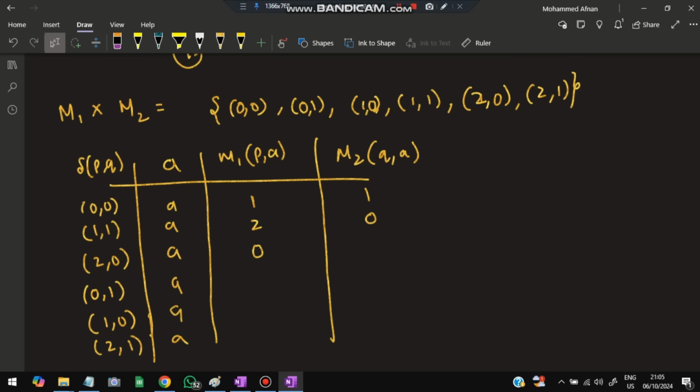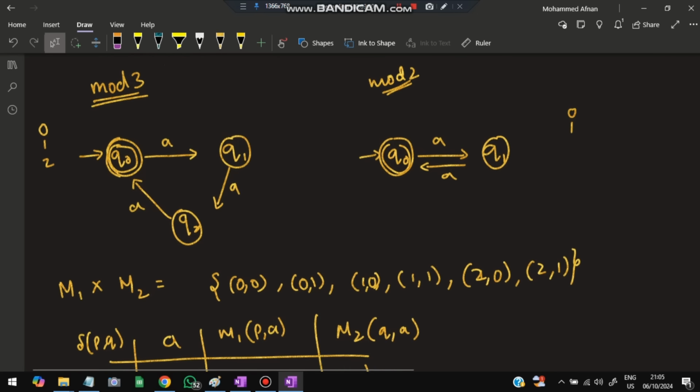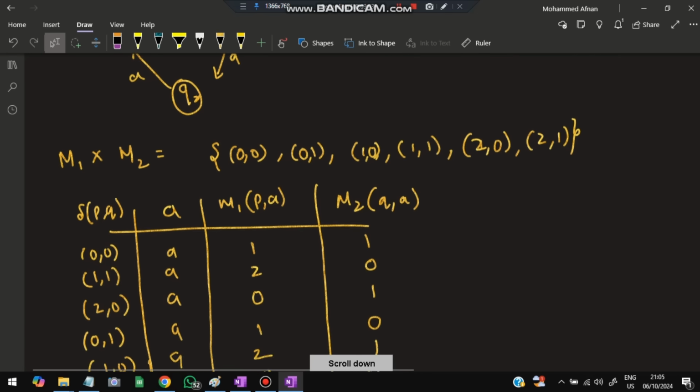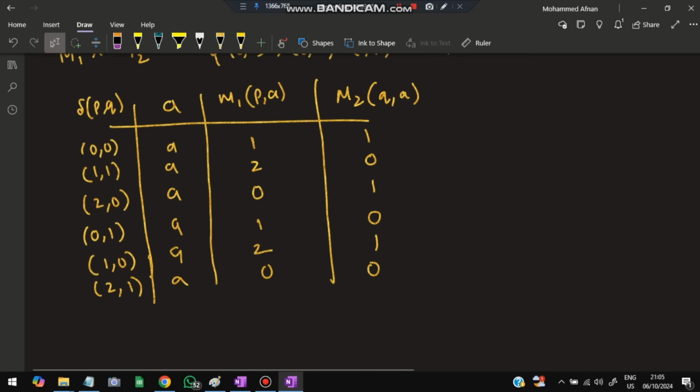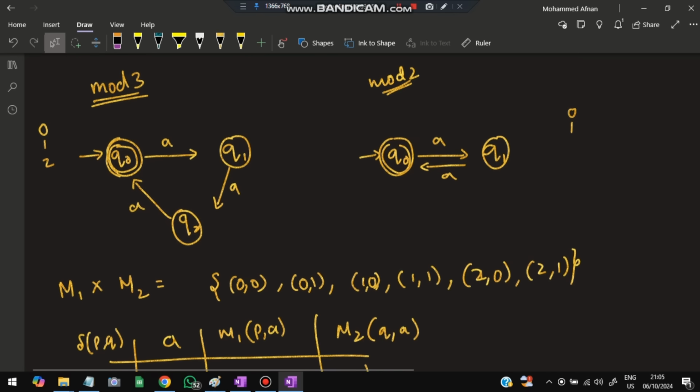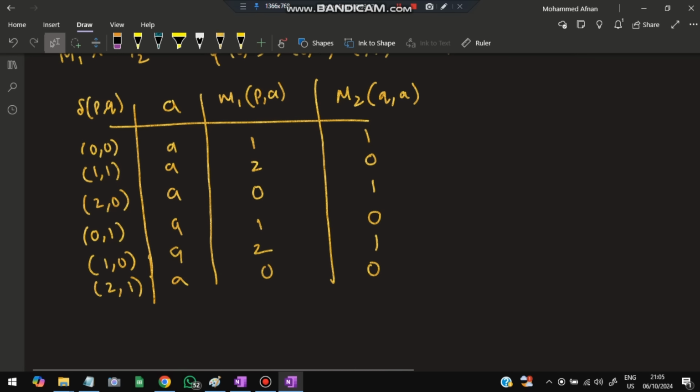It will be 0 and 1. It will be 1, 0. It will be 2, 1. And here it will be 0, 0. Okay, let's take a random one here. Let's take 1 upon A. 1 upon A in M1 is 2, right? And 0 upon A in M2 is 1. So here it is 1. Okay, so like this we have written.